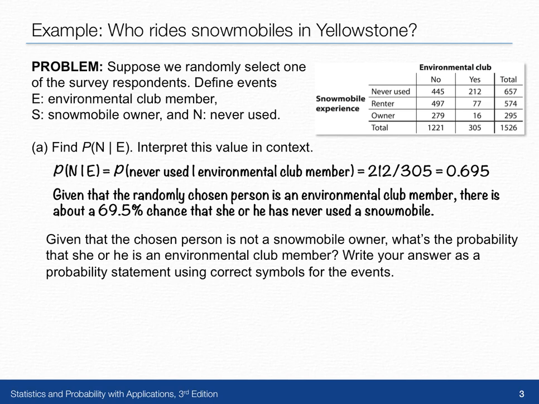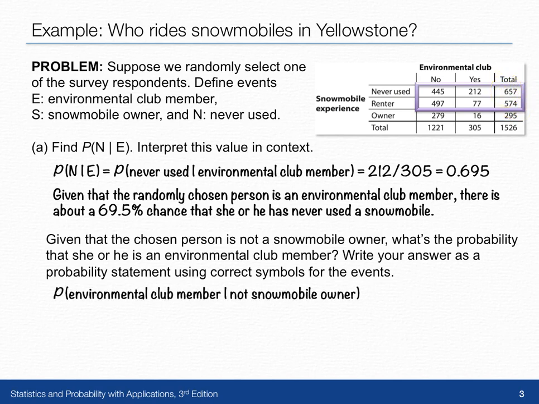Now in this case, we're given that the chosen person is not a snowmobile owner. That means either they've never used a snowmobile or they're a renter. So again, we're not looking at all 1,526 respondents. We're looking at 657 plus 574, roughly 1,200 respondents total. So the probability they're an environmental club member, given they're not a snowmobile owner, could be written as the probability of E given the complement of S.